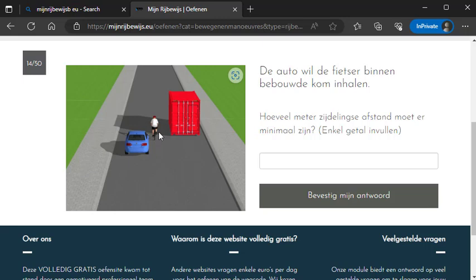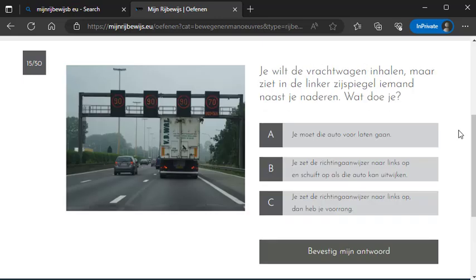So the car wants to overtake this bicycle. How much lateral distance must it leave? Within a built-up area, it's 1 meter. So the question is, you want to overtake this vehicle, this truck, but you see in your left mirror that someone is approaching you. What will you do?